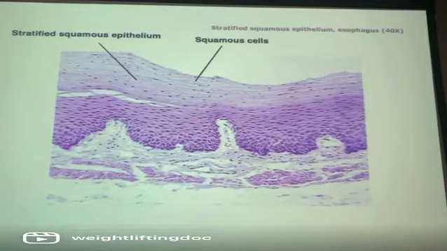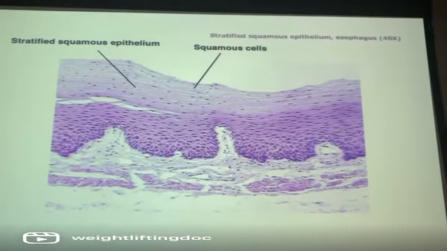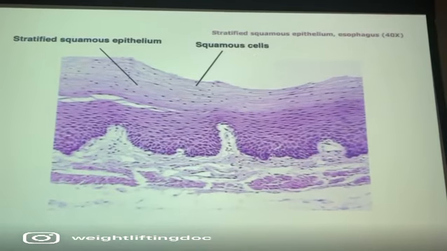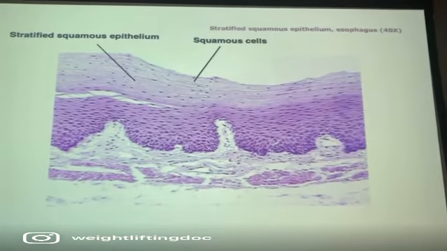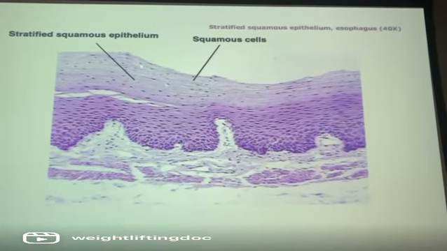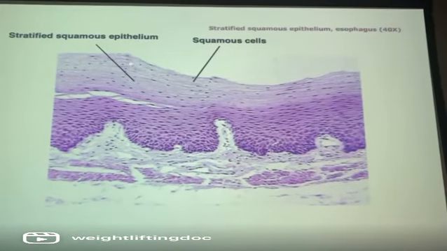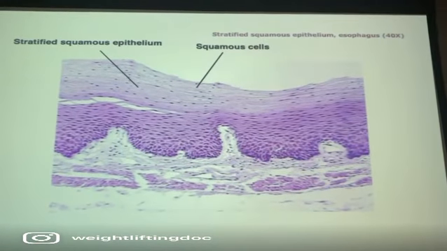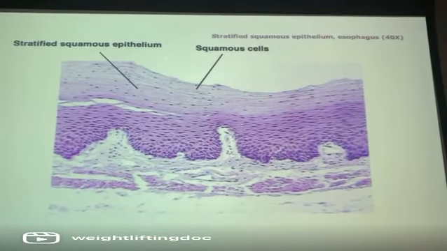All right, now this one is stratified squamous. We know that simple means one layer, stratified means more than one layer, and squamous means flat cells. So stratified squamous is multiple layers of flat cells. We're looking at this top layer here as our good example of the stratified squamous. And stratified squamous can be keratinized or non-keratinized.